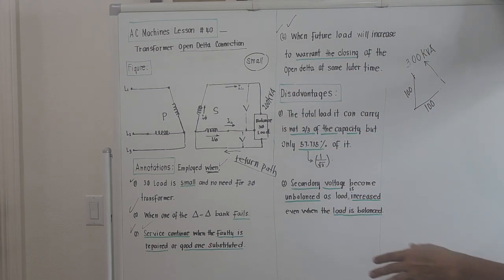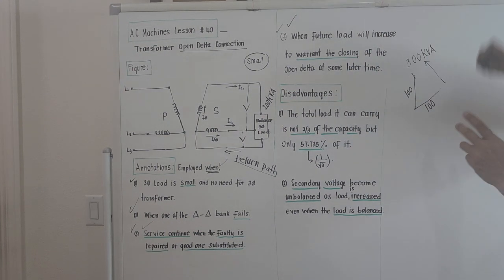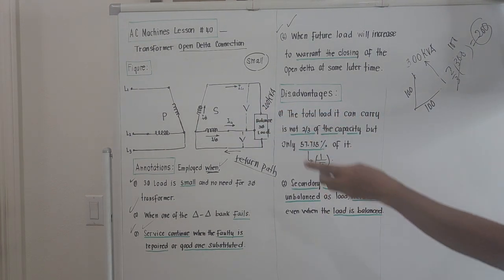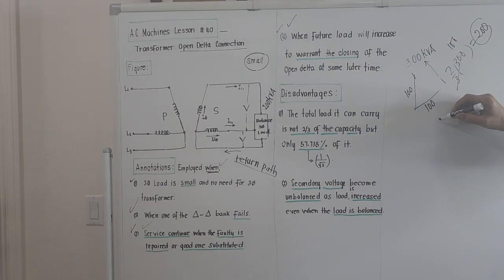So for open delta, instead of delivering 200, which is 2/3 of 300, right? 2/3. Okay, this will become 100. So instead of delivering 200, it will not be 200. It should only be almost 58%, 0.57735 of 300. How much is that one? Times 3, 24, carry 2, 174. It will just only deliver 174 kVA.